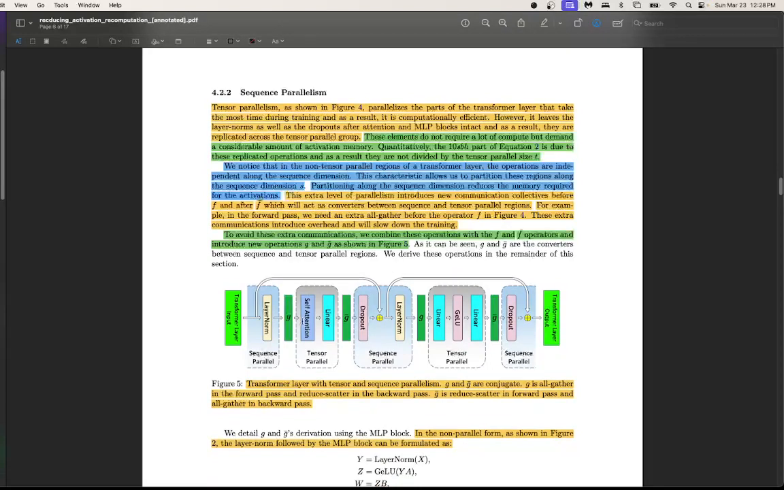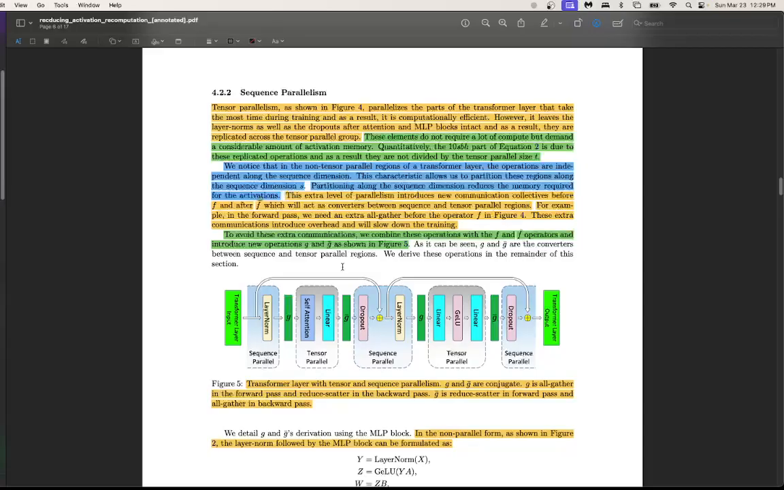The non-tensor parallel regions were, like I said, dropout and layer norm, right? What they're saying is that, unlike attention, for example, within the sequence dimension there's no interaction between the vector representing one token in the sequence and another token vector in the sequence. When you go through the layer norm or the dropout, these are applied independently along the sequence dimension. If we think about layer norm, what is it doing? It is normalizing along the feature dimension, which in this case is the hidden dimension, the vector for each token that represents it in the embedding space, right?